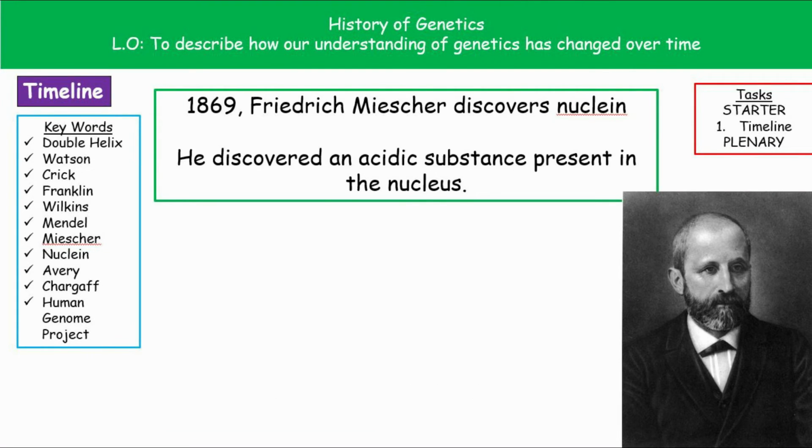Scientist number 2 is Friedrich Miescher, and in 1869 he discovered a substance called nuclein. Now this was an acidic substance that he discovered in the nucleus, and he then named it nuclein. So he was the one that found there was something acidic within the nucleus.